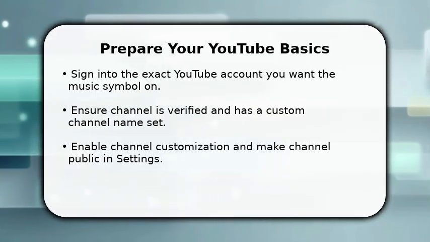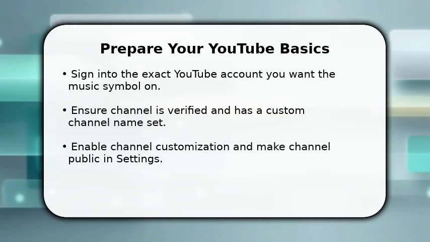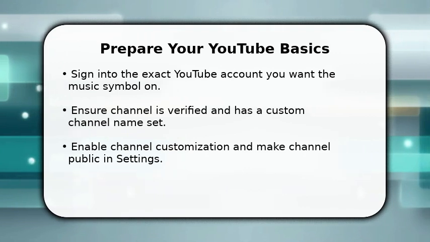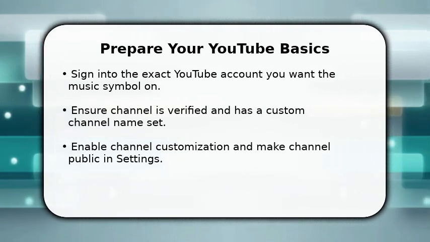Make sure channel customization is enabled and channel visibility is public in settings. This primes YouTube's interface to show advanced options. You're doing this now because skipping verification, or public status, is the most common reason the music symbol won't appear.